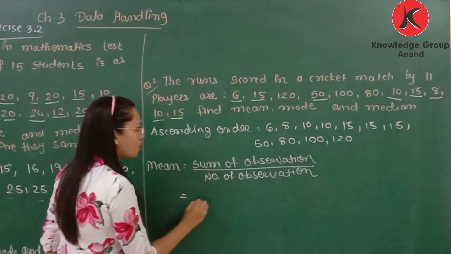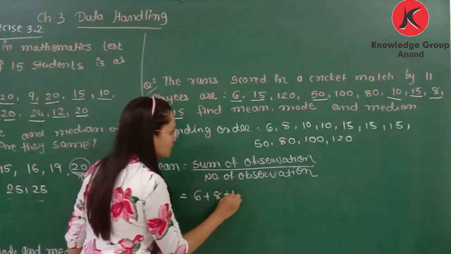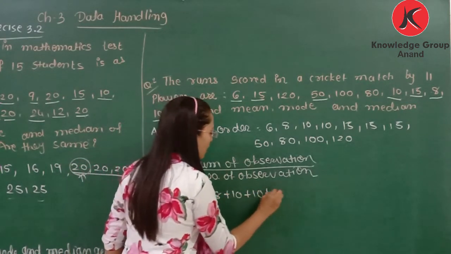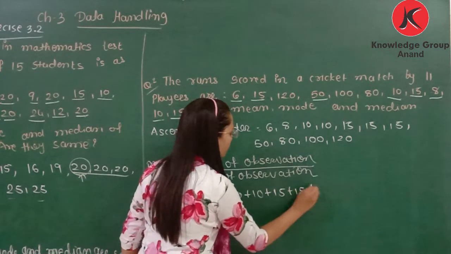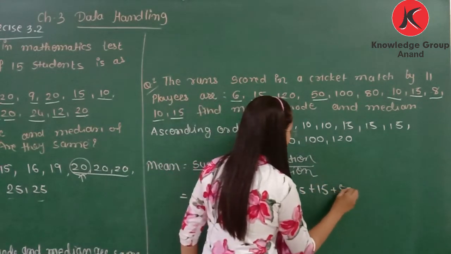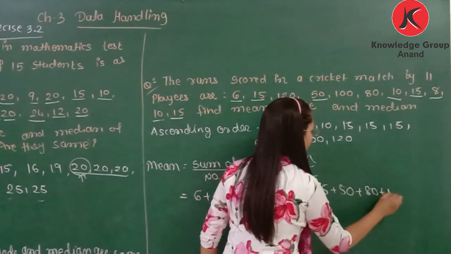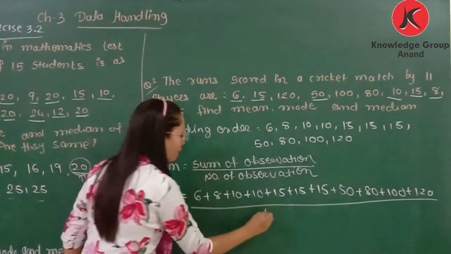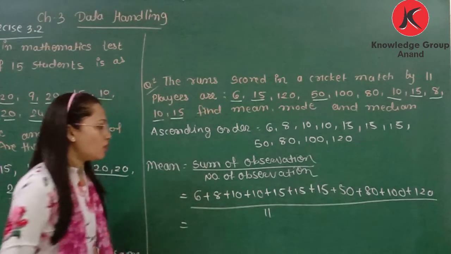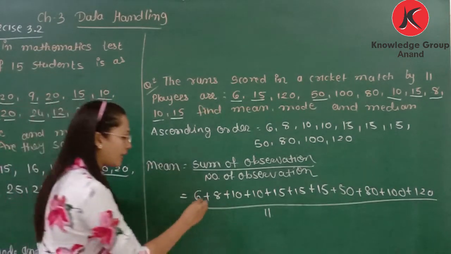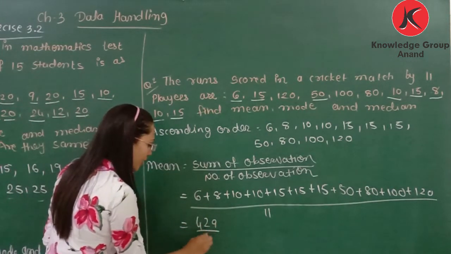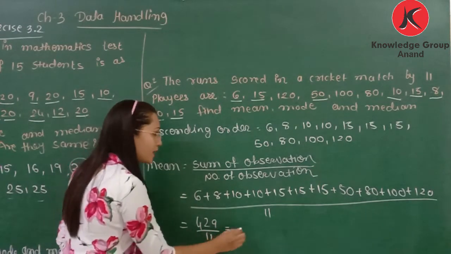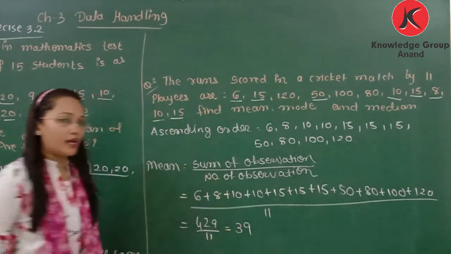So here the sum is 6 plus 8 plus 10 plus 10 plus 15 three times plus 50 plus 80 plus 100 plus 120, divided by the total number, which is 11. So if you add this you will get 429 by 11, and if you divide that you will get 39.